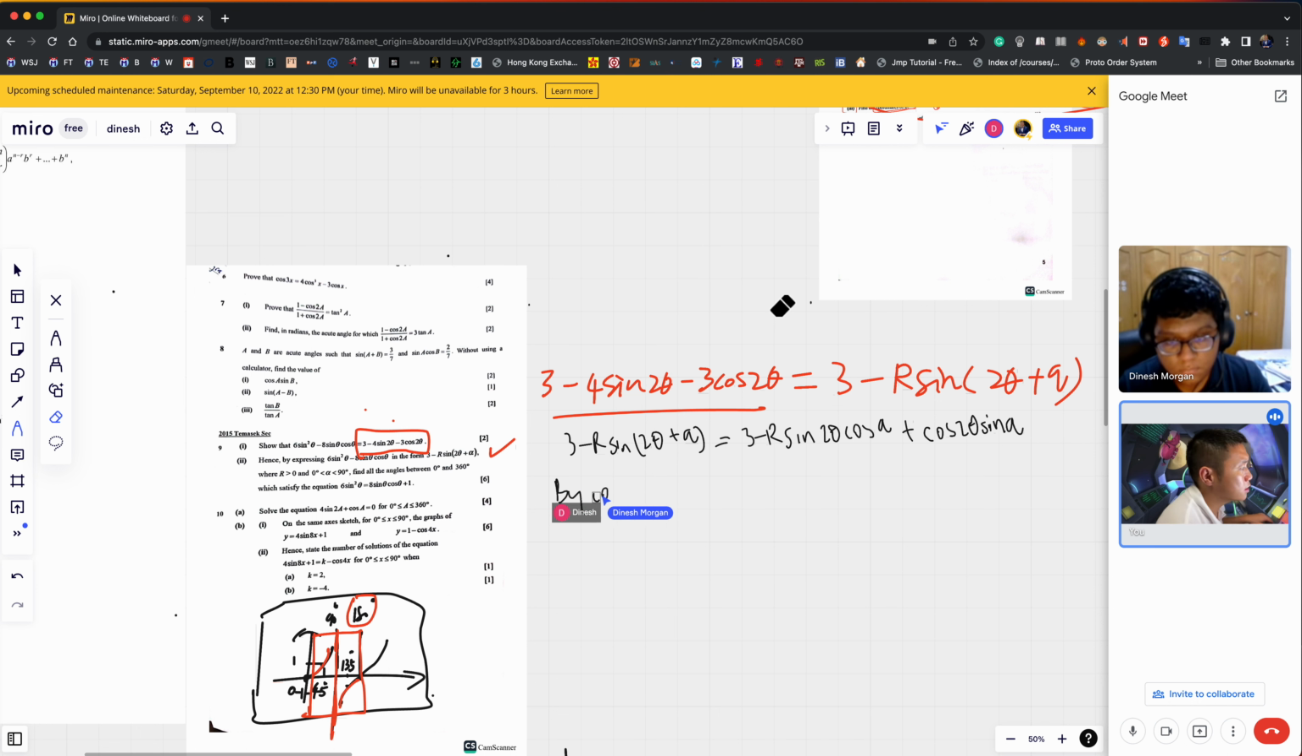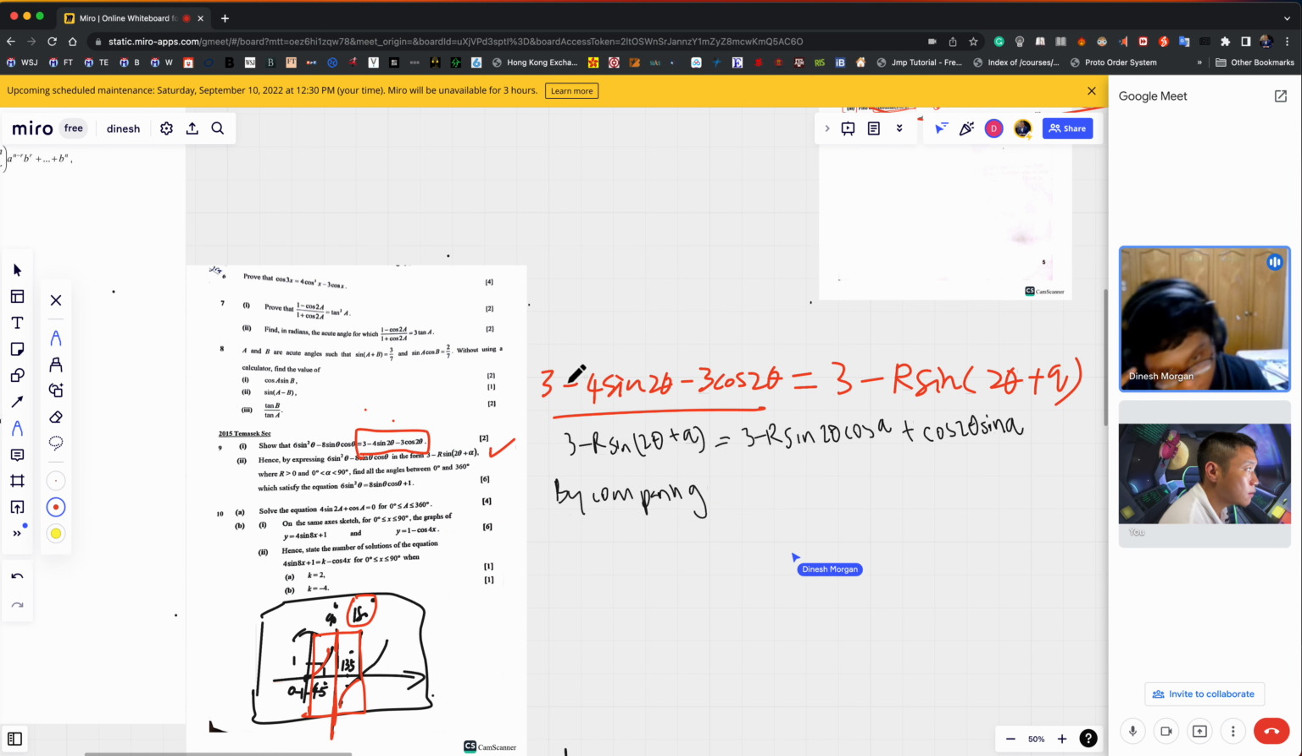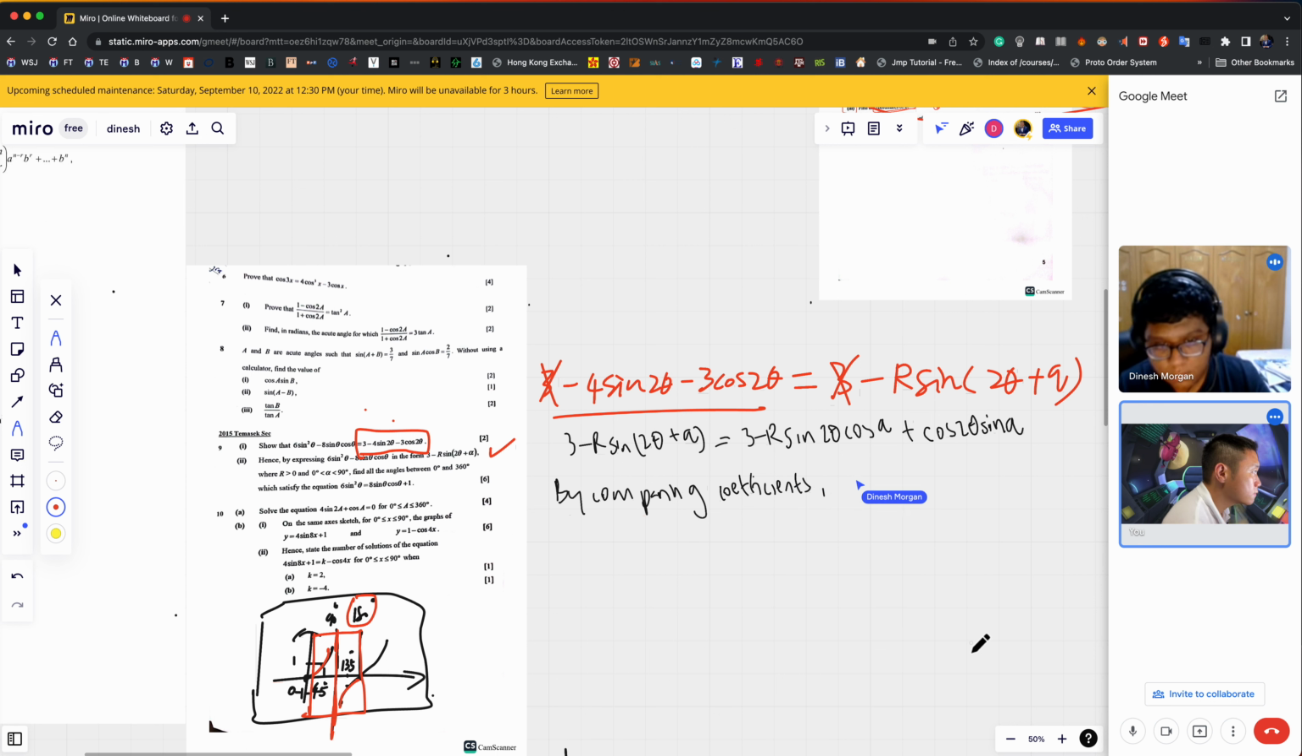Don't you think it's better to just get rid of the 3? Yeah, like I could just not include the 3 first. Okay.